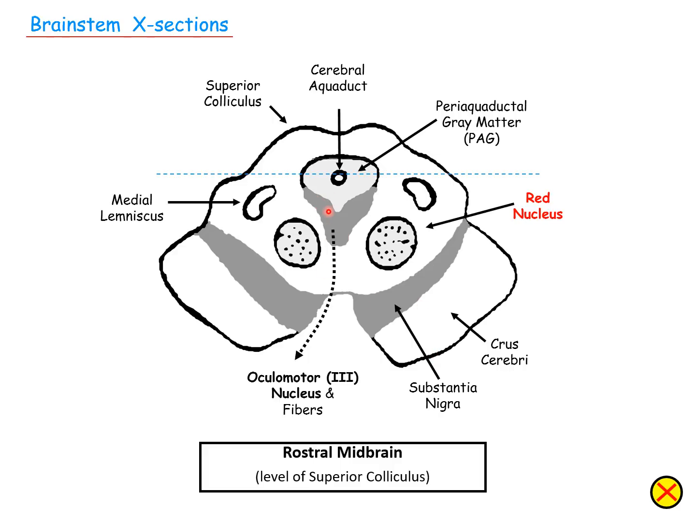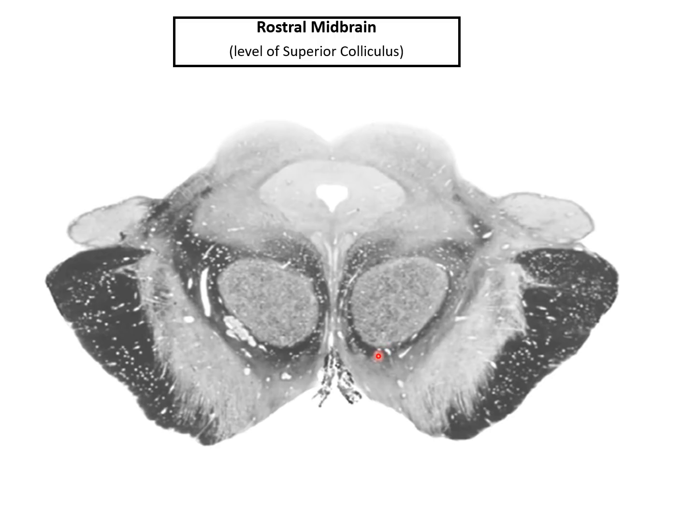Notice that cranial nerve 3 is coming, this nucleus is up here, and its fiber tract comes out medially between the peduncles. This is an example of a stained specimen.